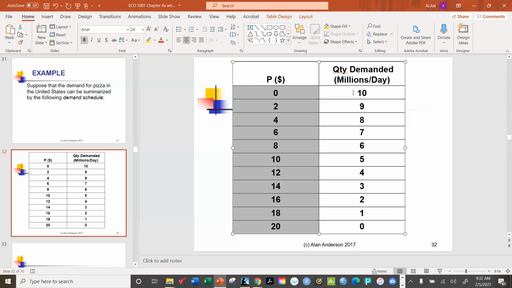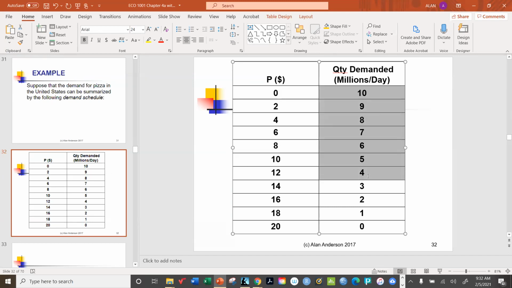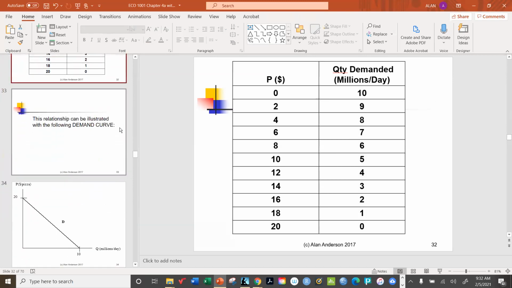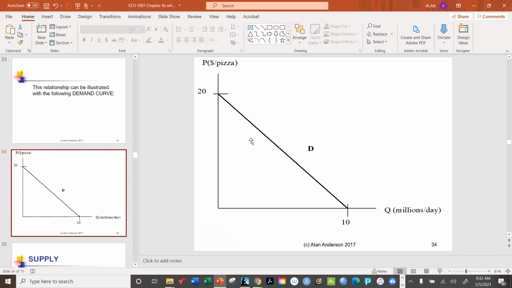That's right. And of course, it makes perfect sense that at a very low price, people buy more pizzas. As the price goes up, they buy less. That's the way it works. Okay, now this can be turned into a graph. This is what it looks like. It's just a straight line. But the key here is that it is downward sloping, or you could say that it has a negative slope.